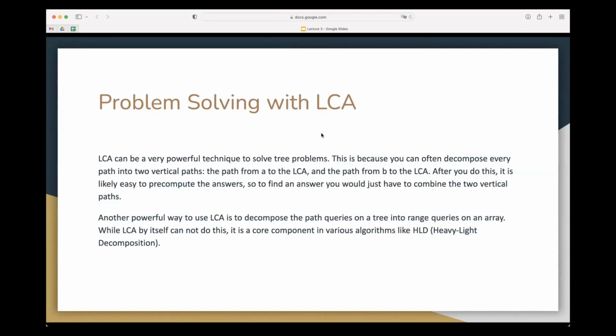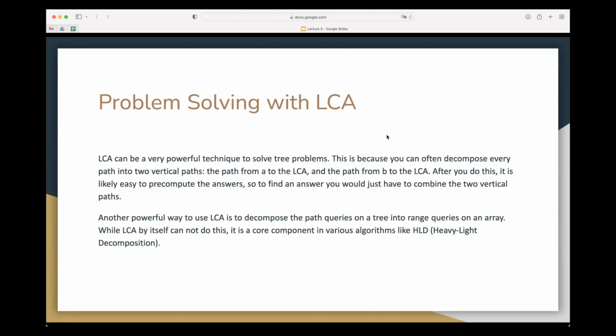And so in that case, there are actually other algorithms that use LCA to maybe not decompose the path queries, but at least be able to figure out what the path queries are. And these algorithms are, for example, heavy light decomposition, centroid decomposition, stuff like that. Those can take advantage of the properties of the LCA to be able to solve problems in a very efficient manner.